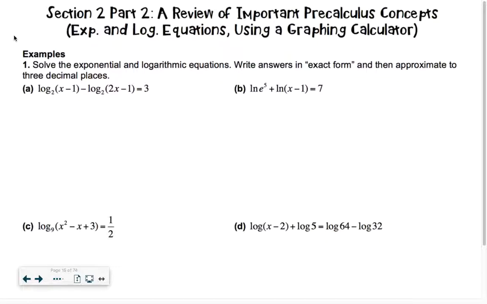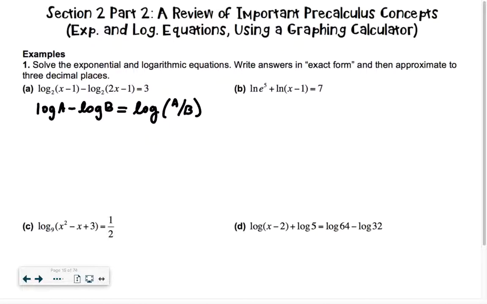On the first one, I have log base 2 of x minus 1 minus log base 2 of 2x minus 1 equals 3. If you remember, there's a rule that says if I have log of a minus log of b, I can combine those 2 logarithms. Do you remember the rule? We divide. So we do a divided by b.